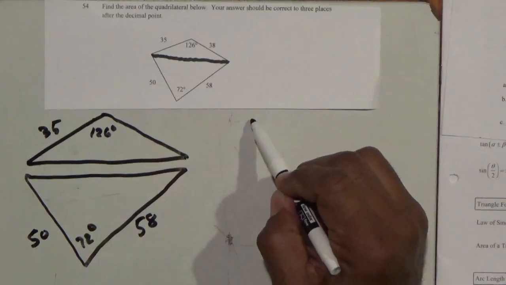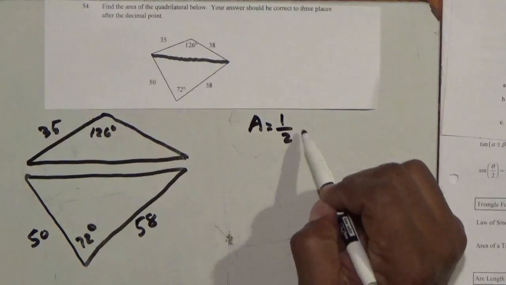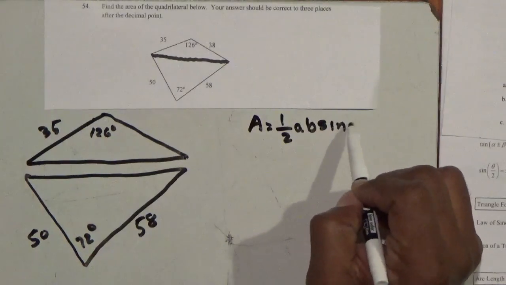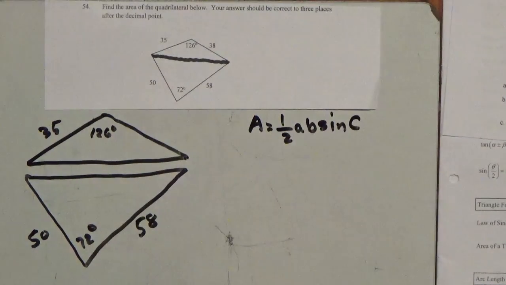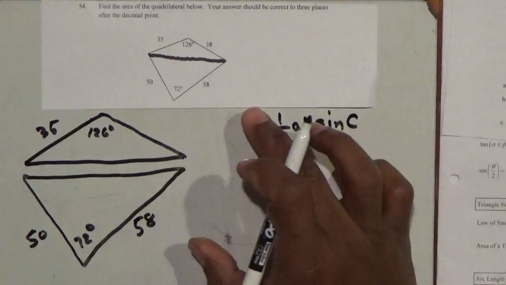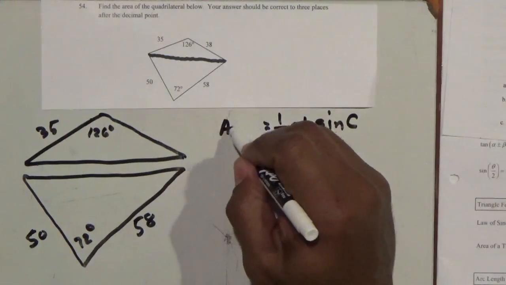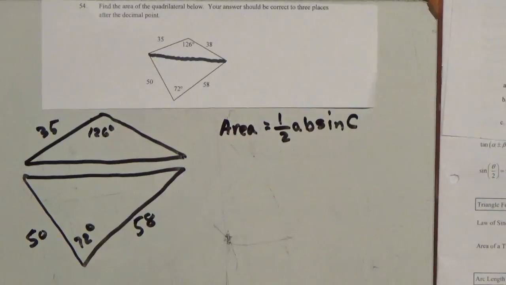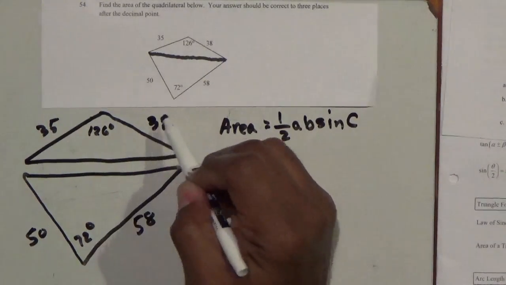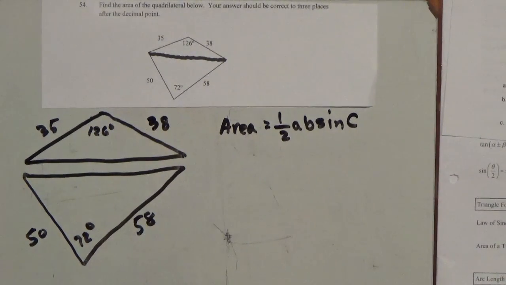So we can again use area is equal to 1/2 AB sine C. I keep writing A, and I probably should have been writing area so you don't get it mixed up with an angle. So every time I did that, I'm sorry. Area is equal to 1/2 AB sine C. We use this when we have side angle side, and that's what we have. So we're going to find the area of them separately, and then we're going to add them together.